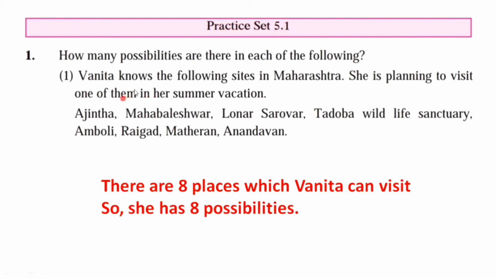Now Vanita knows these sites in Maharashtra and she is planning to visit one of them in summer vacation. She has all of these 8 options to visit, but she has to choose only one of them. So all of these to be chosen have equal probability or equal possibility. And as there are 8 places which Vanita can visit, she has 8 possibilities.